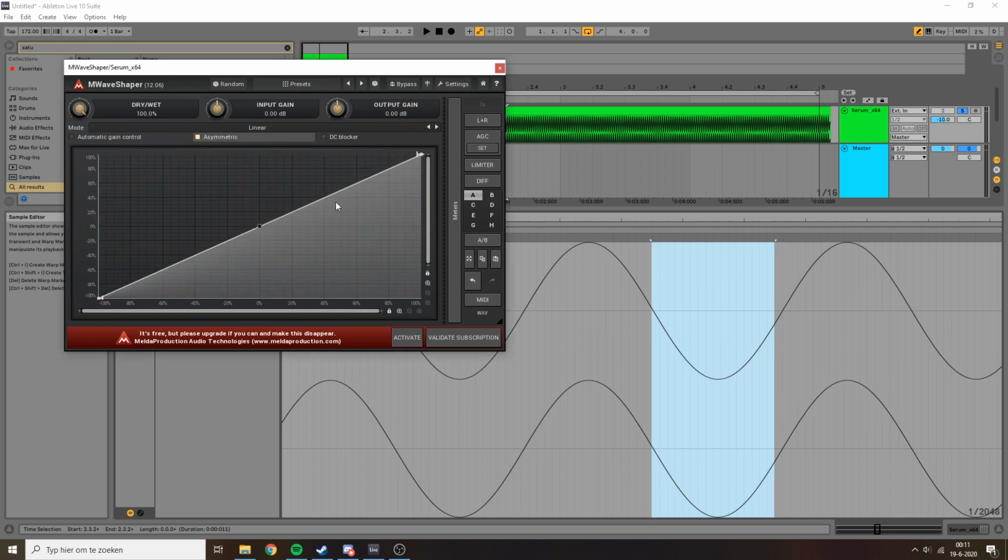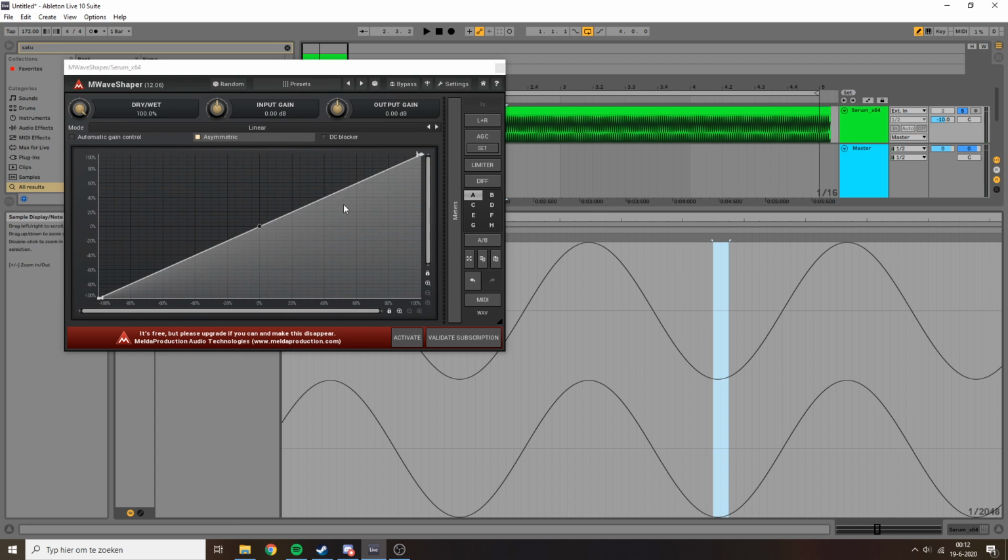So when we change it to this, the curve, you have to interpret it a little bit differently. You can see here 0% and 0%. This means absolute silence. This means the positive value that's all the way up here, and this means a negative value all the way down here.